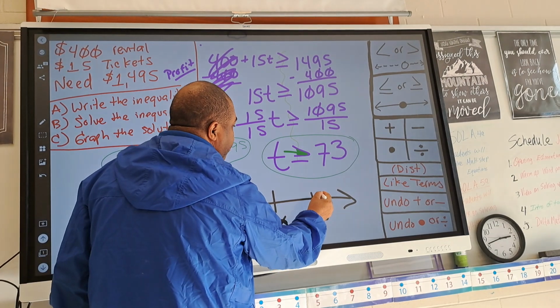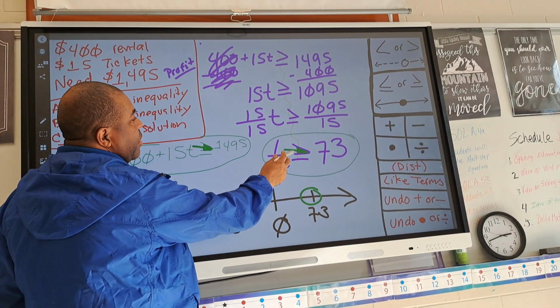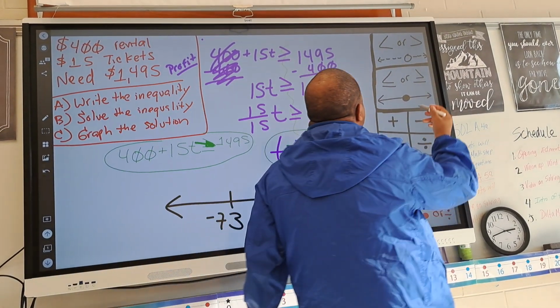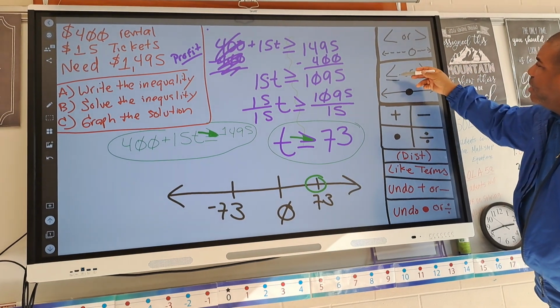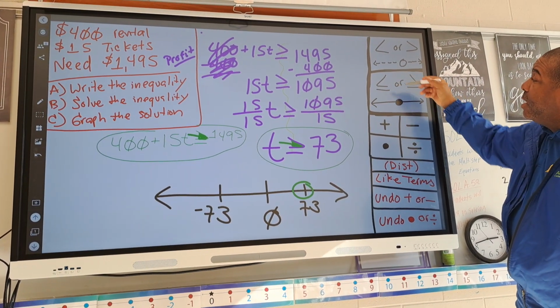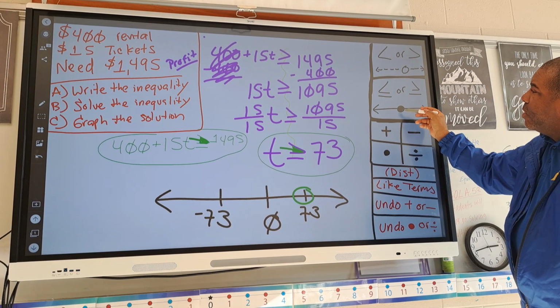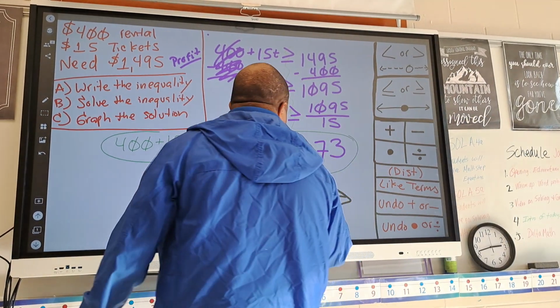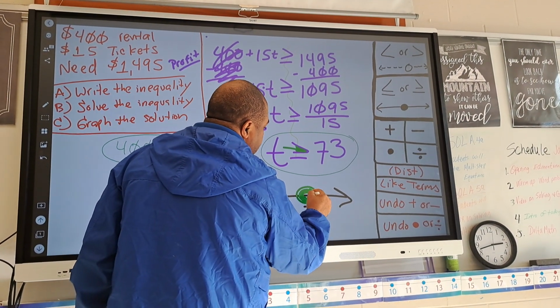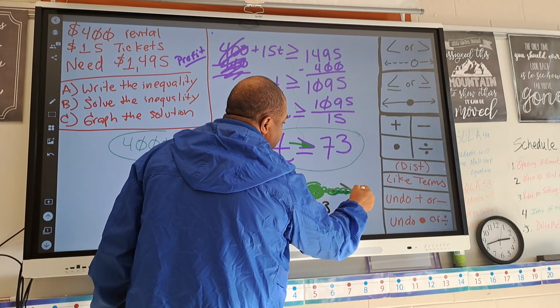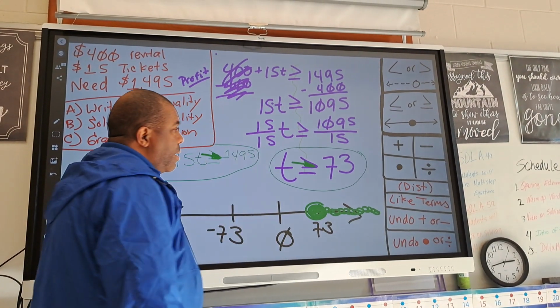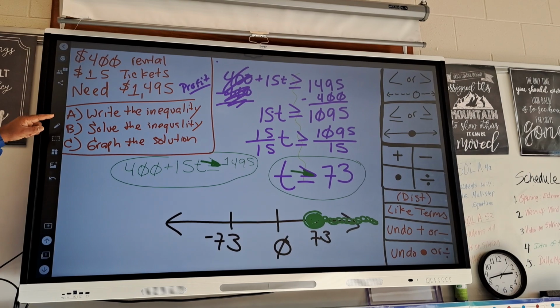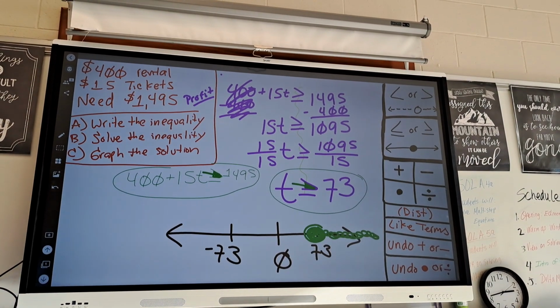So we're going to go to 73, and it says greater than or equal to. So if we look up on our cheat sheet, if it's greater than or equal to or less than or equal to, we have a solid line and a dark circle. So we're going to put a dark circle, and we're going to shade this way. And that's A, B, and C for problem number 3.